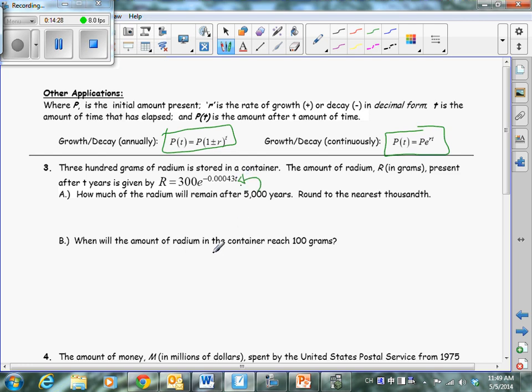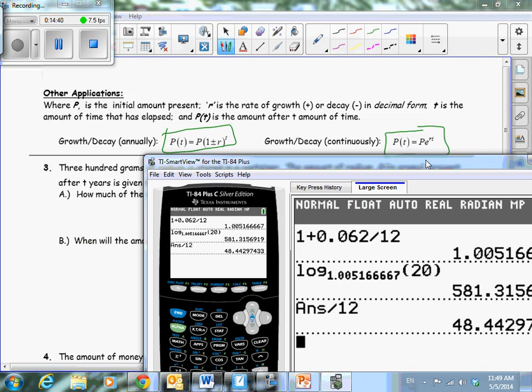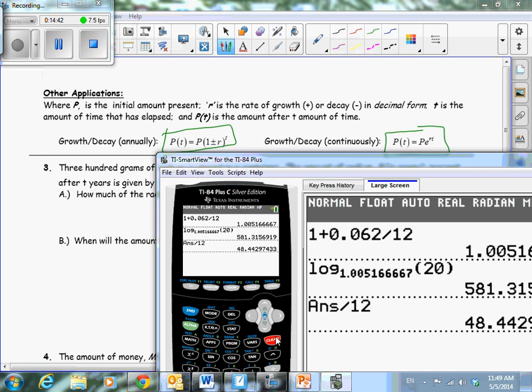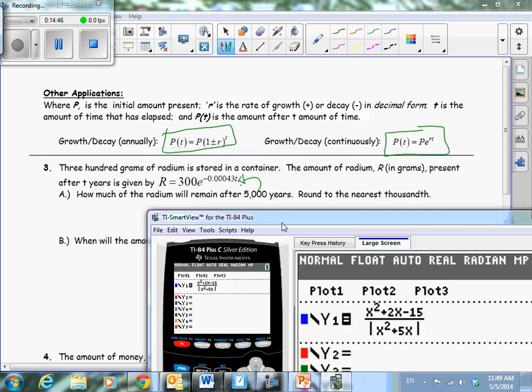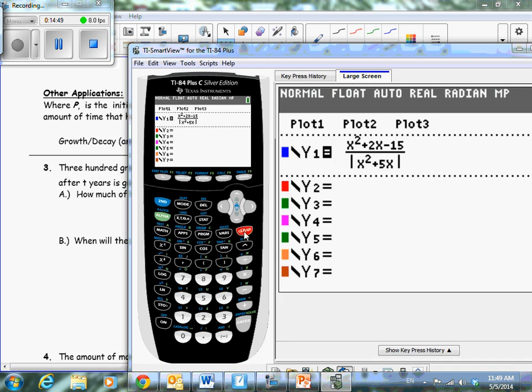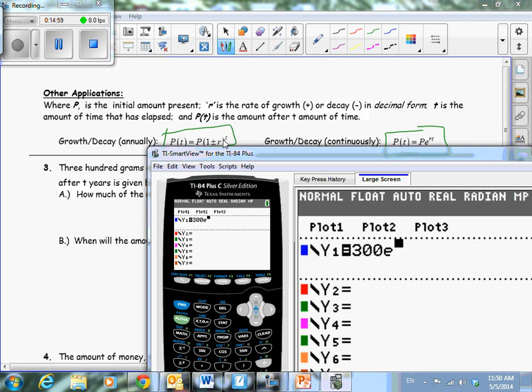Now, I am not a fan of plugging numbers because I know this type of problem will always ask more than one question. What I do on my calculator is I plug in that equation on the y equal. So, on the y equal, I'll plug in that whole equation, which is 300 e to the power of negative 0.00443.